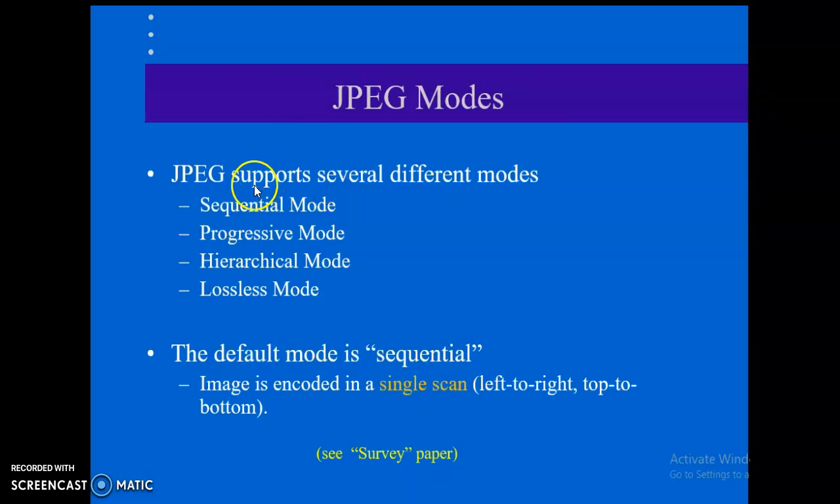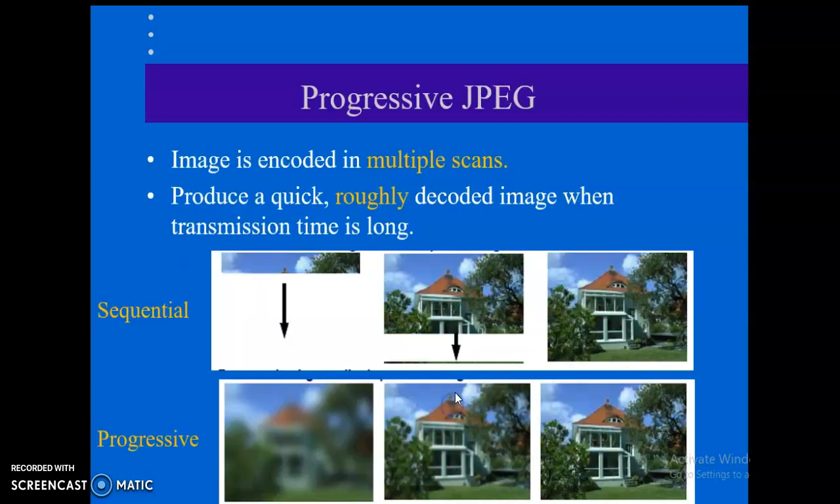JPEG modes. JPEG supports several different modes: sequential mode, progressive mode, hierarchical mode, and lossless mode. The default mode is sequential: the image is encoded in a single scan, left to right, top to bottom. Progressive JPEG: the image is encoded in multiple scans, producing a quick, roughly decoded image when transmission time is long. Sequential versus progressive.